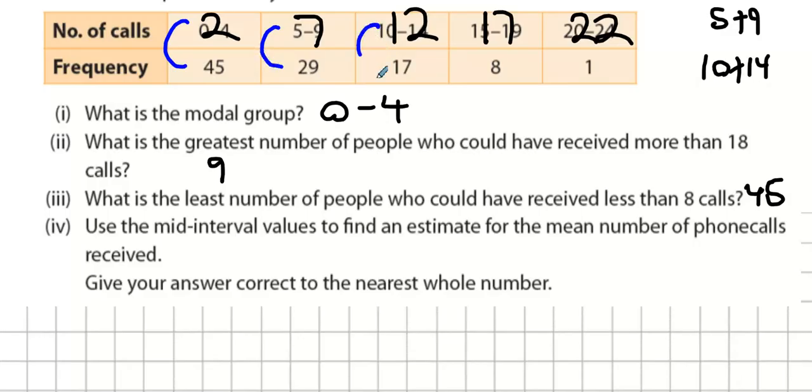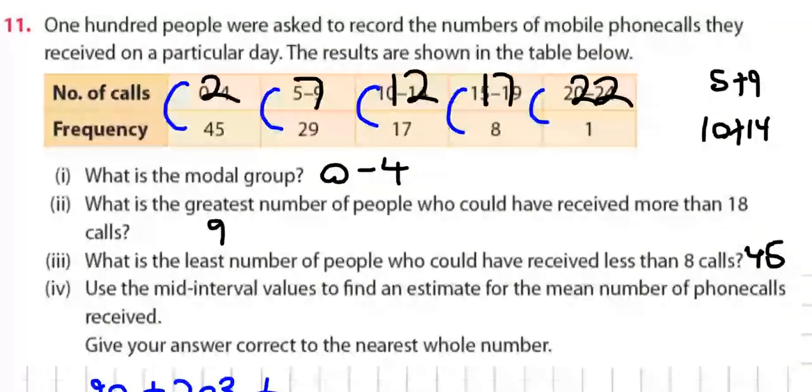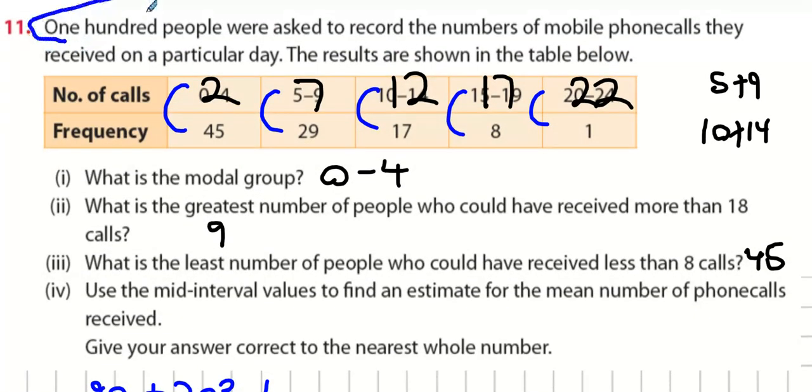Not yet. You need to multiply them and then add them. So it's going to be 90 plus, who got 203? And 12 times 17, anybody? What do you get? See the frequency? See the way it says 100 people?